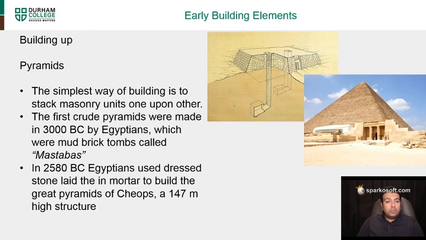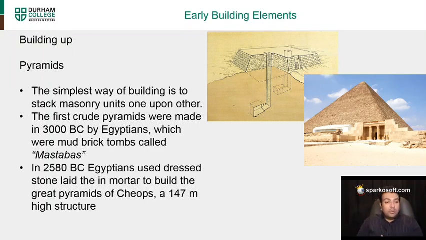So, pyramids. The simplest way of building is to stack masonry units one upon the other. The first crude pyramids were made in 3000 BC by Egyptians, which were mud brick tombs called mastabas. They're basically stacking, and they go inward as they stack, right?